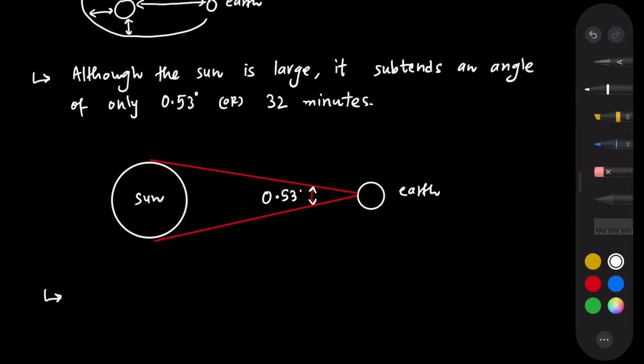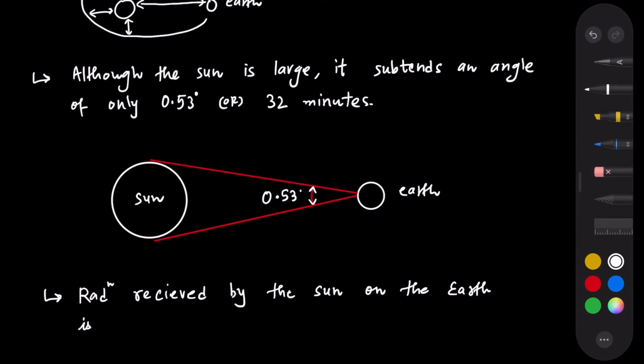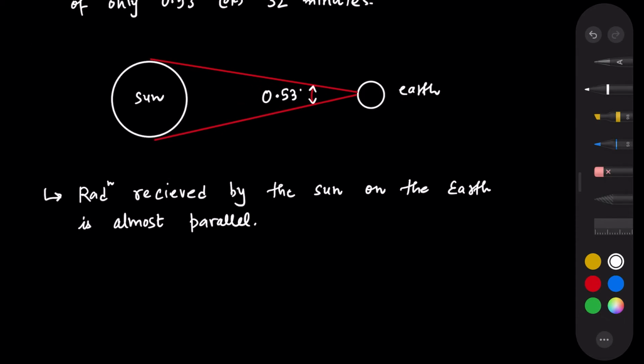Now the beam radiation received from the Sun on the Earth is also almost parallel. Okay, the radiation received from the Sun on the Earth, we consider it almost parallel.